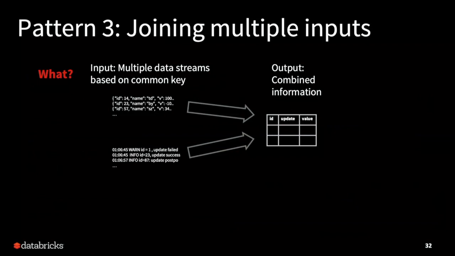Third pattern, and this is pretty important in a lot of complex use cases, is joining multiple inputs. So you have related data coming from two different sources, and they have a common key between them, and you need to combine them together into a single table.